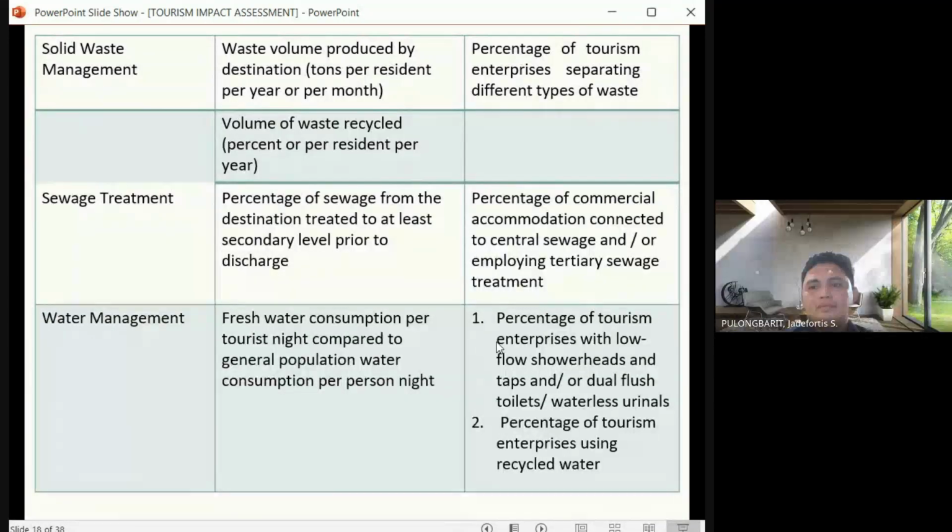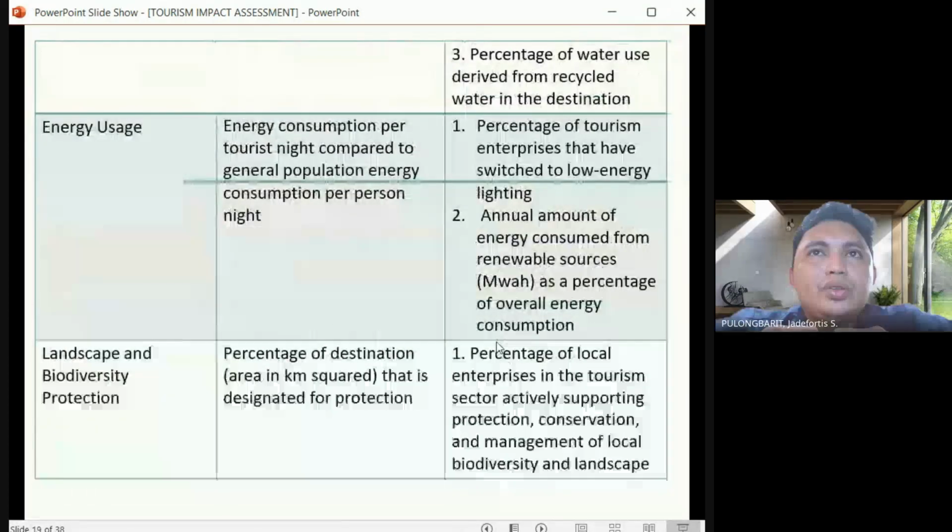Another one here, energy usage. So, by the way, I forgot: another optional is the percentage of water use derived from recycled water in the destination.